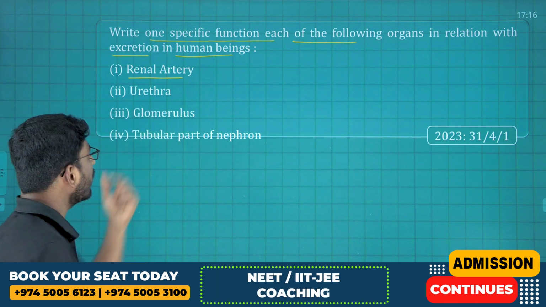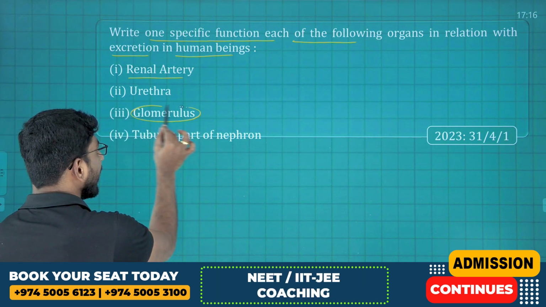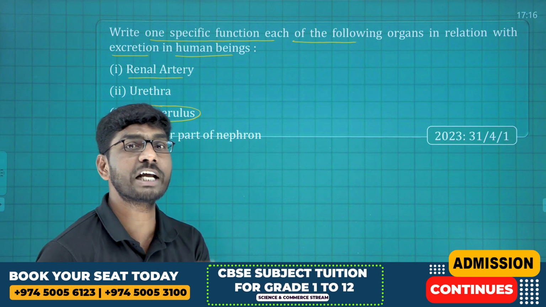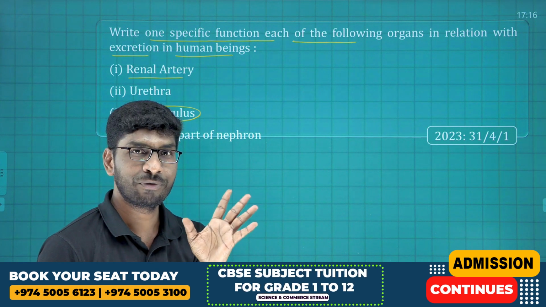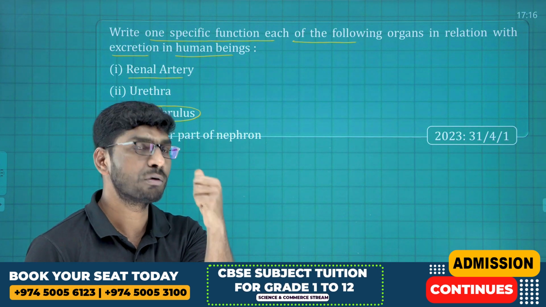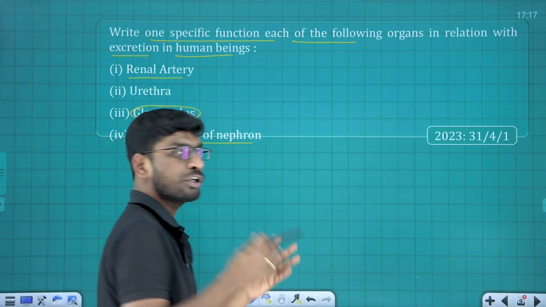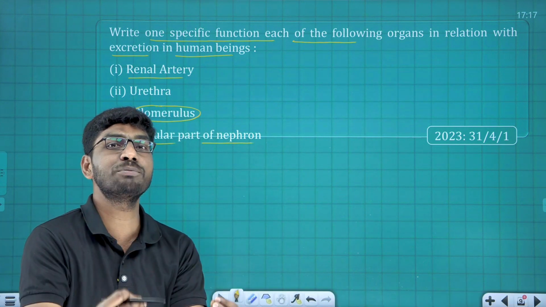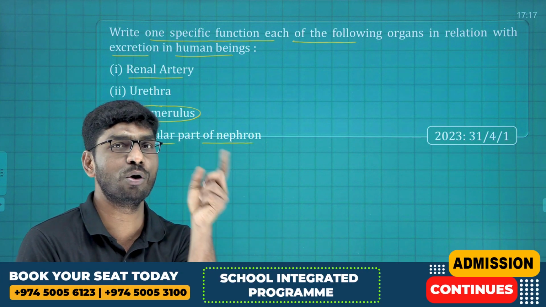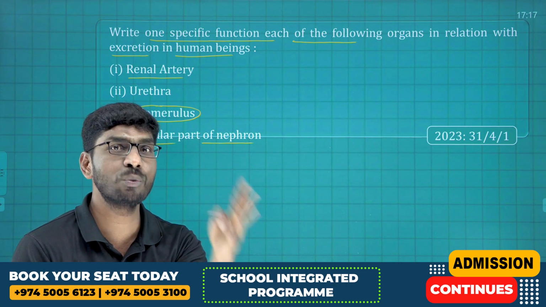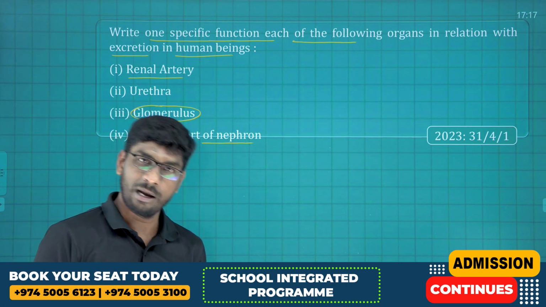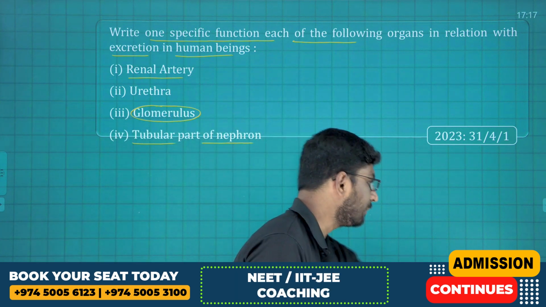Next, glomerulus. I told you, in the glomerulus blood undergoes filtration to form a filtrate. So blood undergoes filtration where? Glomerulus. Tubular part of nephron: I told you in the tubular part of the nephron, reabsorption of substances like glucose, amino acids, salts and water takes place. Am I clear? Now I'm going to the next question.